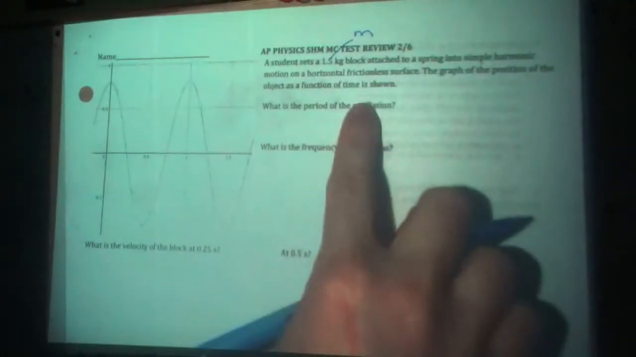So we have a 1 kilogram block, which means I've been given the mass, that's attached to a spring in simple harmonic motion on a frictionless surface, and we have the position x as a function of time. And we want to know the period of the oscillation. So period is defined as the time it takes for one full oscillation. So from this amplitude down to the negative, up back to the same amplitude would take 1 second. So the period is 1 second.